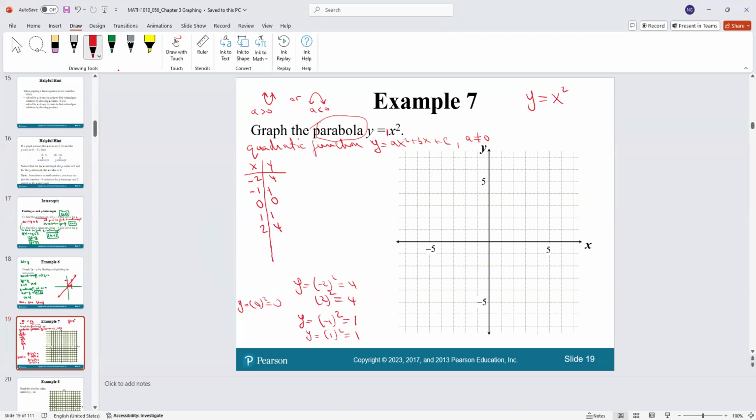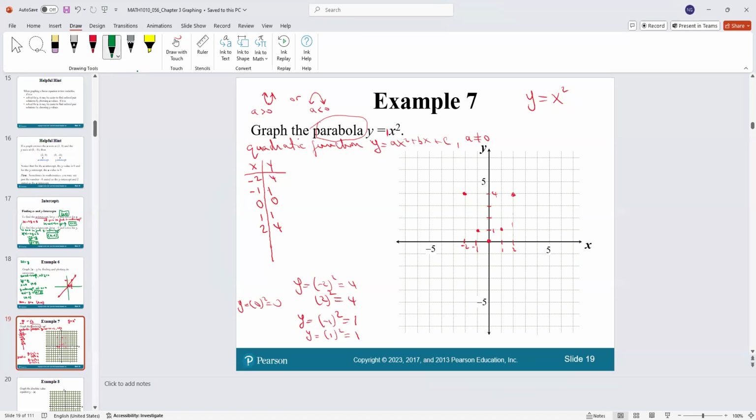But what happens with a parabola, remember, it's a U-shape, there is a turning point that we're going to call the vertex. That's something we're going to study later. But now let's plot our points. When x is negative 2, y is 4. When x is negative 1, y is 1. When x is 0, y is 0. When x is 1, y is 1. When x is 2, y is 4.